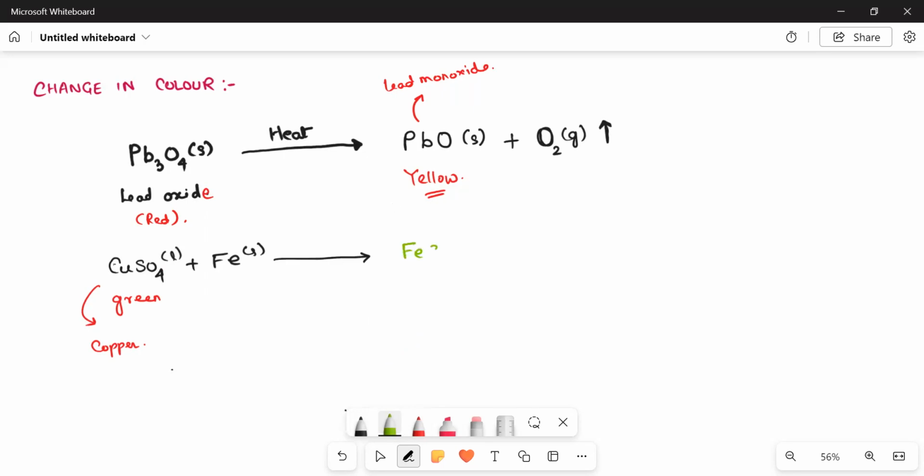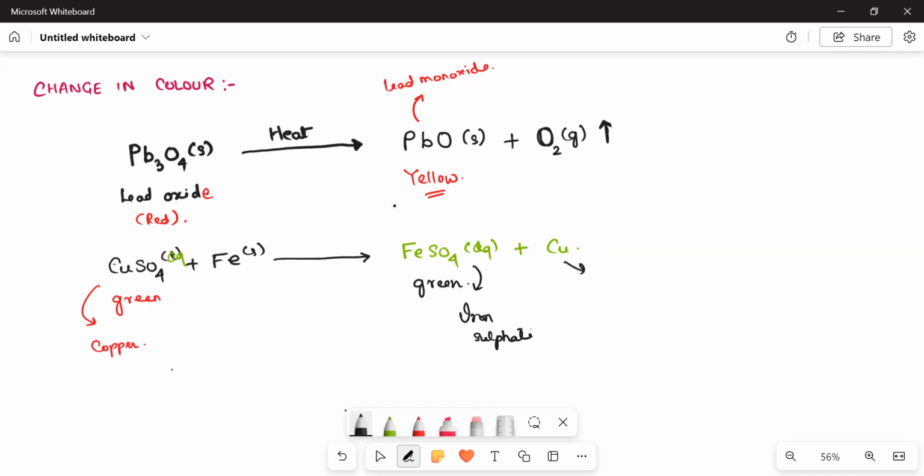We'll get FeSO4. FeSO4 is a liquid again, it's aqueous actually. We'll learn what aqueous is later on. Plus we'll get copper over here. So here this iron sulfate is green in color. We call it iron sulfate. And this is copper. So what is happening here is that there is a change in color every time this reaction is taking place. So this change in color characterizes that a chemical reaction is taking place.